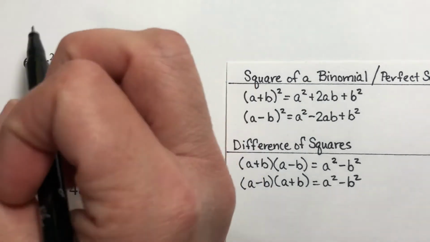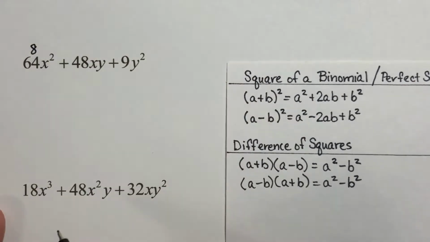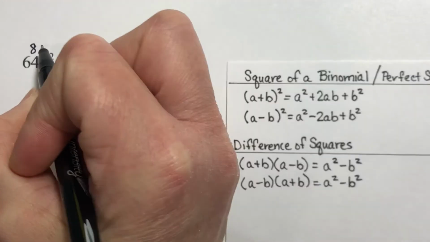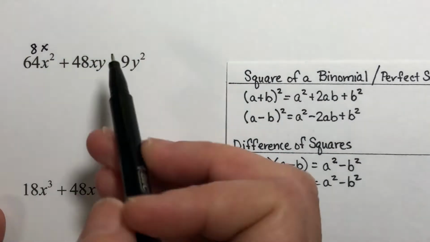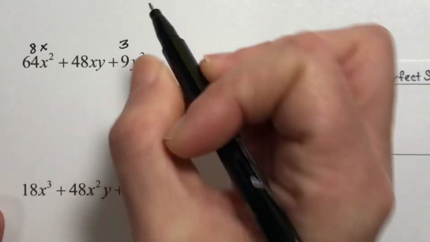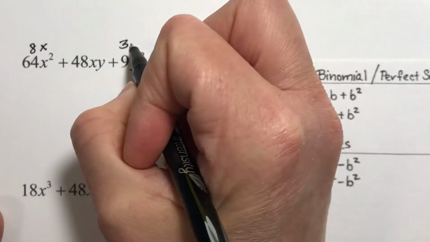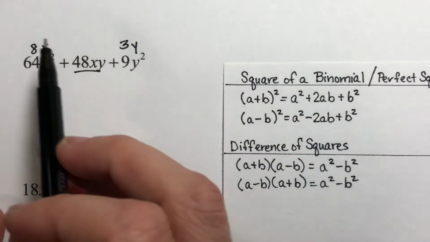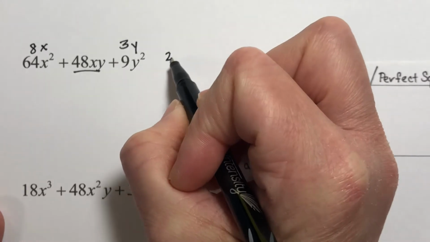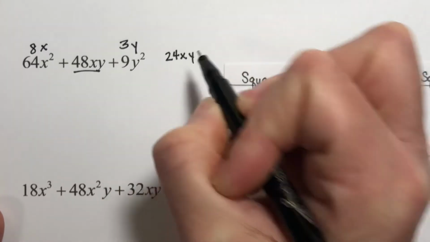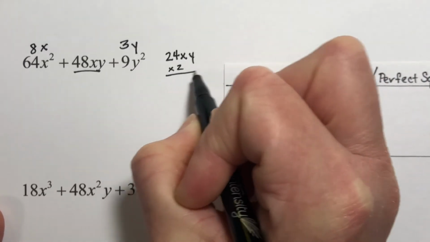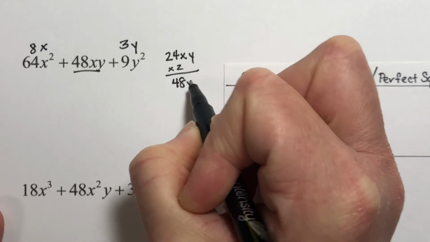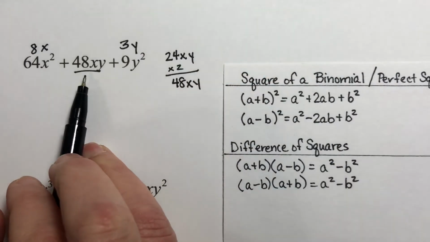64 is a perfect square. Its square root is 8. The square root of x squared is x. The square root of 9 is 3. The square root of y squared is y. Now we do need to check for this middle number. 8 times 3 is 24, and then you have the x and the y. If you double that, you get 48xy, which is exactly what I have here.